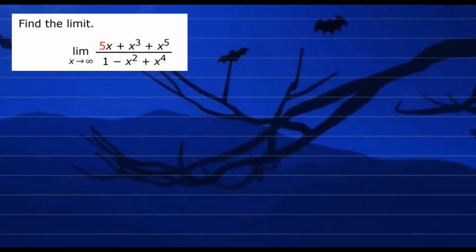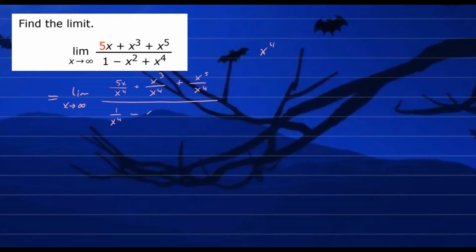Let's go ahead and try this limit problem. We'll do the same thing as we did previously. We're going to take the highest power of x from the denominator, that happens to be x to the 4th, and divide every single term by that term. This is going to be a lot of writing, but be patient with yourself. So I have 5 over x to the 4th plus x cubed over x to the 4th plus x to the 5th over x to the 4th, all over 1 over x to the 4th minus x squared over x to the 4th plus x to the 4th over x to the 4th.